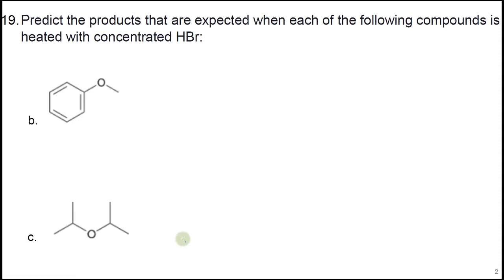These are Chapter 14 problems. The first one we're going to look at is number 19, where we will predict the products that are expected when each of these is heated with concentrated HBr. So we have excess HBr. And the first thing that's going to happen here is we're going to get a proton transfer.